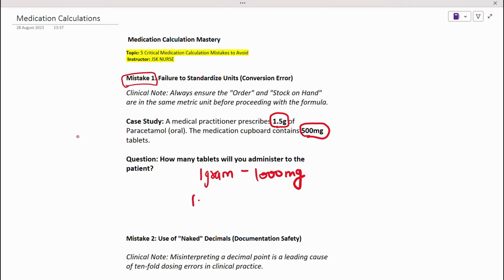So 1.5 grams becomes 1500 milligrams, and now the math is easy. 1500 divided by 500, it will be 3 tablets. So this is easy, you can do it, but always remember what the doctor has charted and what the tablet you have.